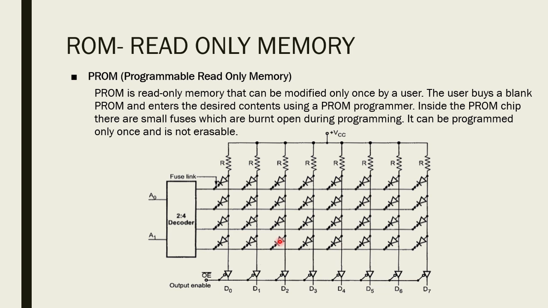Second one is PROM, programmable read-only memory. It is a read-only memory that can be modified only once by a user. The user buys a blank PROM and enters the desired contents using a PROM programmer. Inside the PROM chip, there are small fuses which are burnt open during programming. So these are the fuse links. It can be programmed only once and it is not erasable.